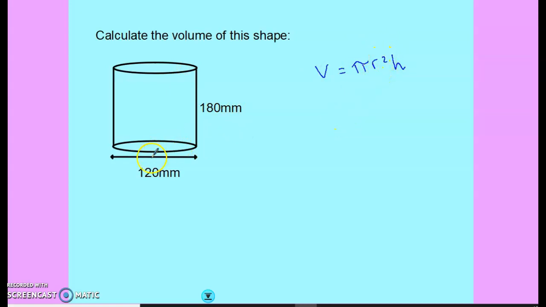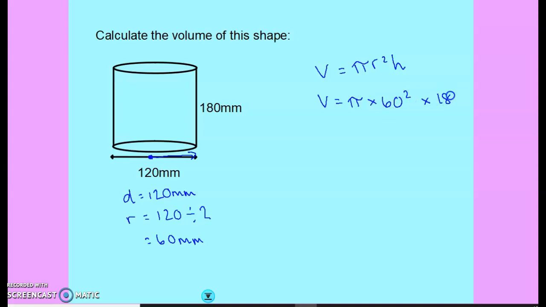So remember that r squared just means times it by itself. I need the radius for my formula. Right now I've got the diameter. Radius is half of the diameter. So my diameter here is 120 millimetres. So my radius is half of that, which is 60 millimetres. So my volume is pi times 60 squared times 180.